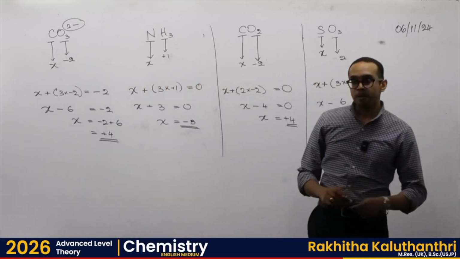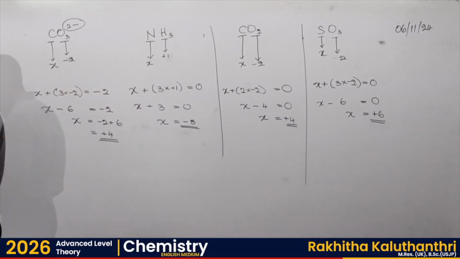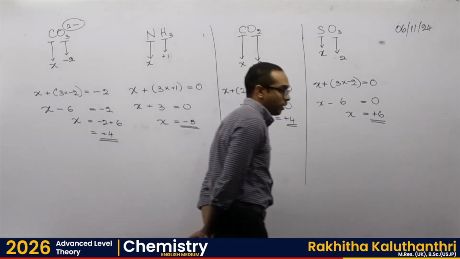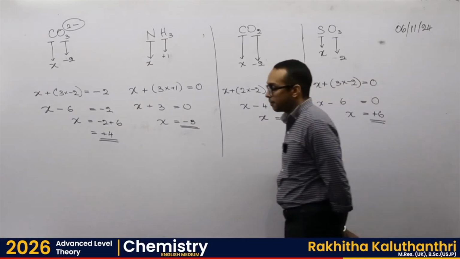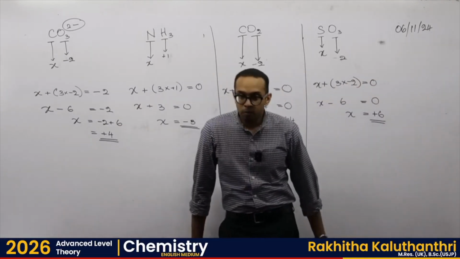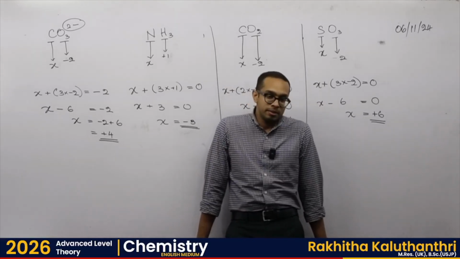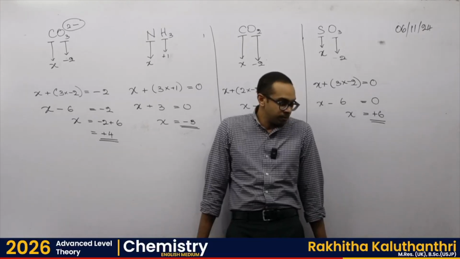Is that clear? So write down, first of all take this down, I'll give you a question after that. Write down a small question. Find the oxidation number of all the atoms in the following ions and molecules.